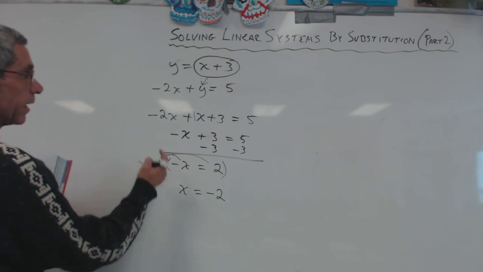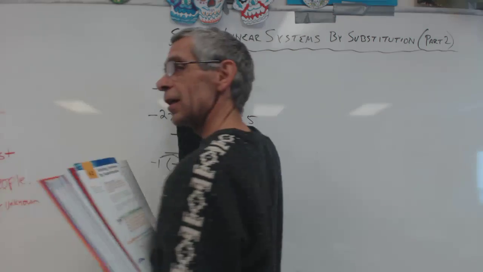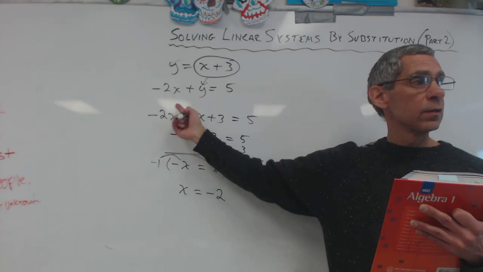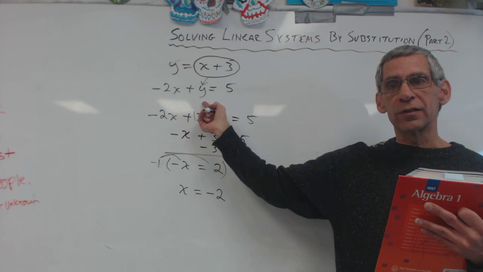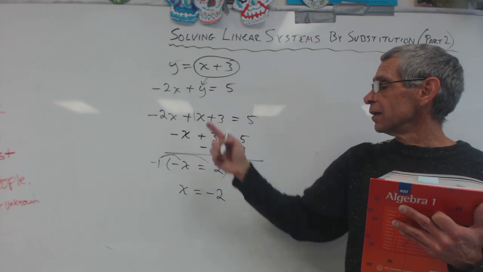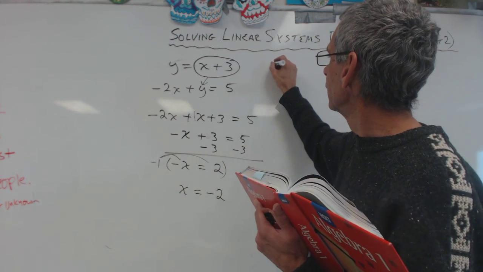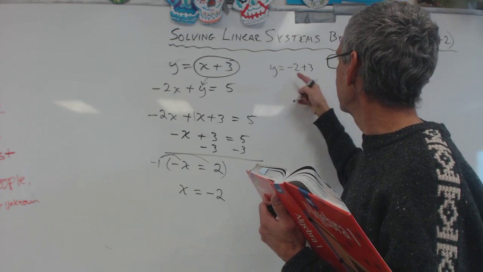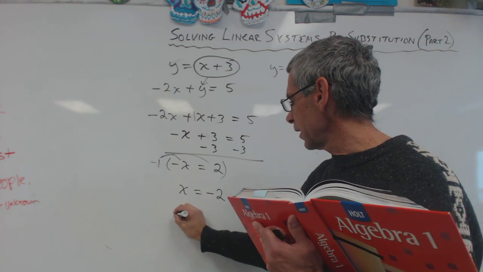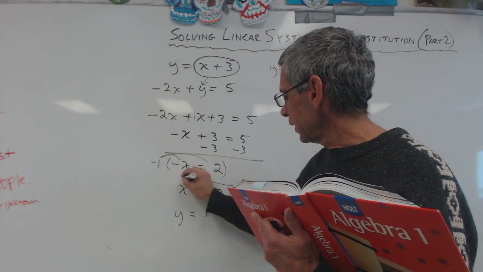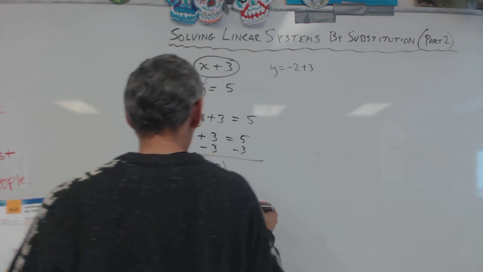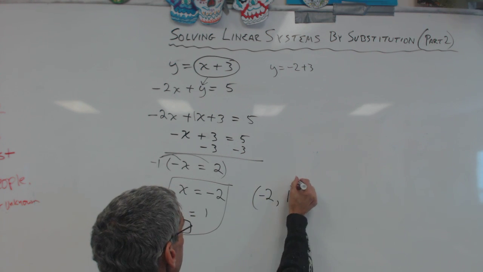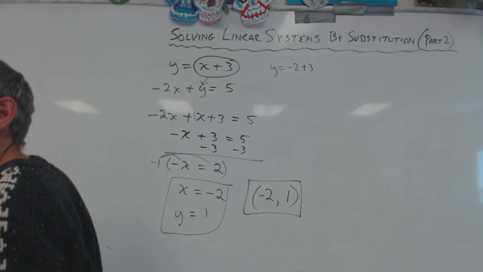It's super easy, and it's super easy because it already says y equals in one of the equations. I could substitute the negative 2 into the other one, but it would take longer. Here, y is equal to x, which is negative 2, plus 3, so that is 1. So I just say y is equal to 1, and I put a box around it. Or I could write it as negative 2, comma 1 in parentheses, so that it's a coordinate.